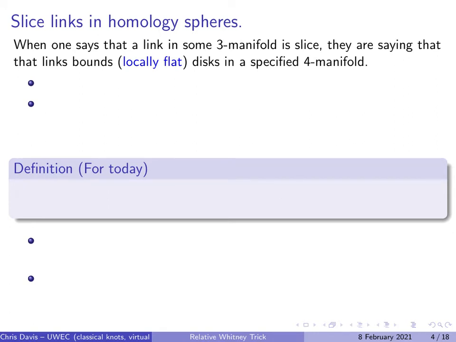When one says that a link in a three-manifold is slice, they're being a little bit ambiguous. They're saying that that link bounds some embedded disks in a specific four-manifold, maybe a specific type of four-manifold. And so I'll have to make totally explicit what I mean for a link in a homology sphere to be slice. I need to tell you what four-manifold I want to look in.